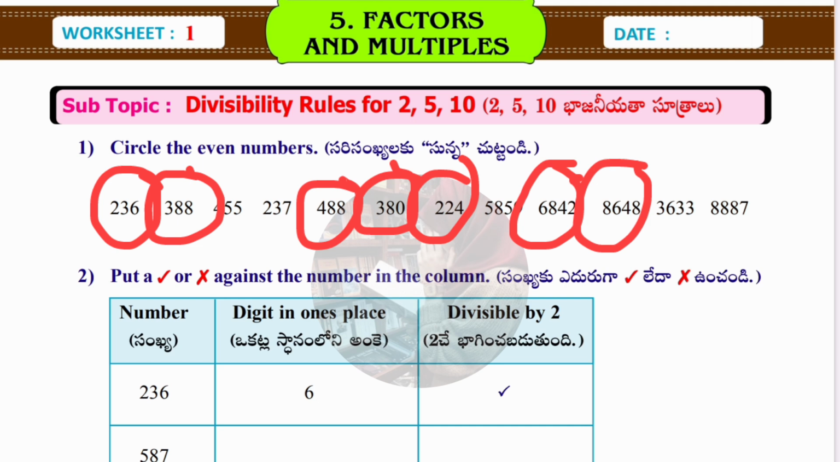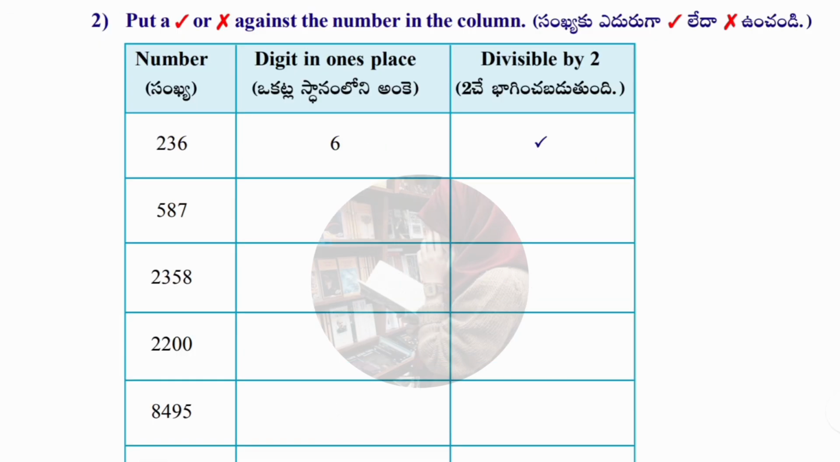So the next, fourth one is also an odd number, which ends in 7 here. That's why it's not an even number. Then 488. 8 is an even number, so circle that. Then 380. Here 0 is there, that's why this is also an even number, so circle that one also. Next 224. Here 4 is an even number, so circle that. The next number is an odd number. After that 6842. Here 2 is the ending digit, which is even, so circle that one also. After that 8648 is also an even number. Okay guys, I hope you understood it.